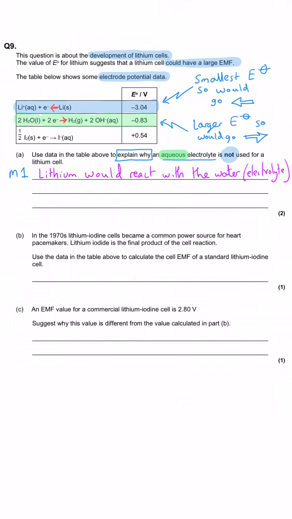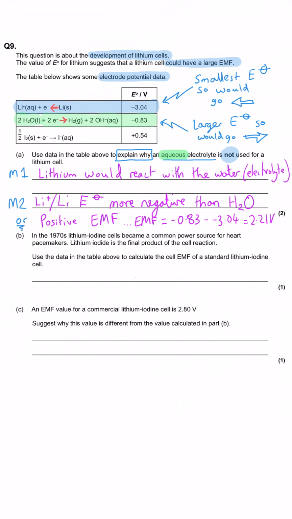The reason that we would need to say, to get our second mark, because this is a 2-mark question, is simply that lithium's electrode potential is more negative than the electrode potential for water. Or you could also say that they would have a positive EMF of the difference between these two numbers, which works out at 2.21 volts.